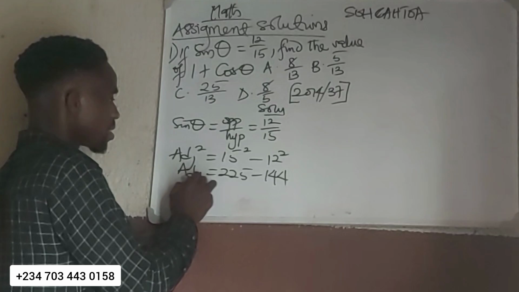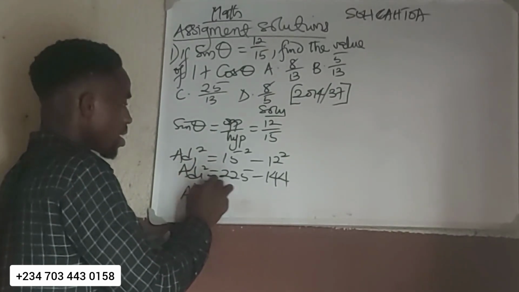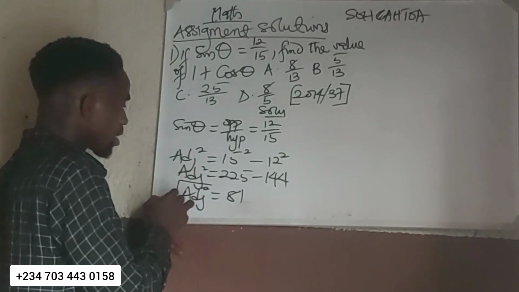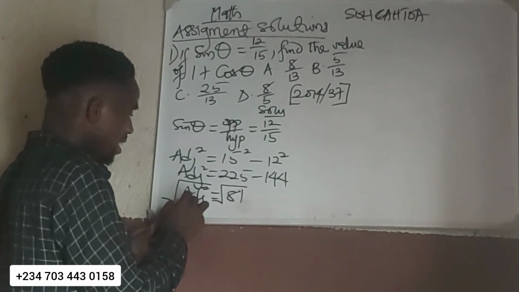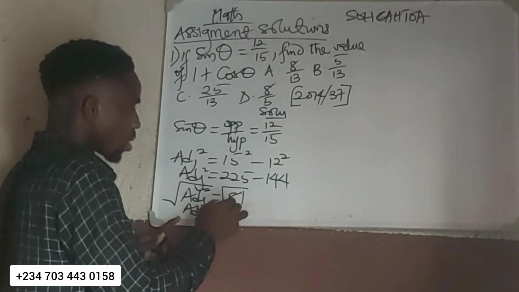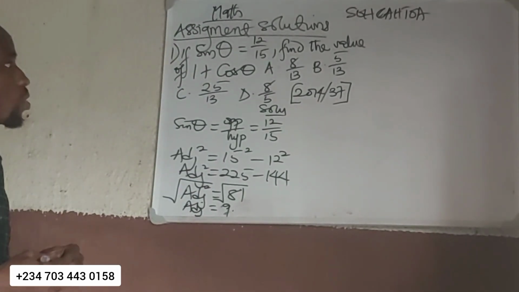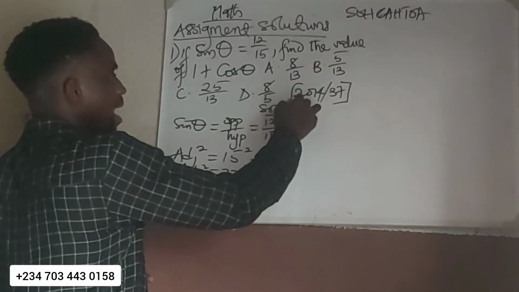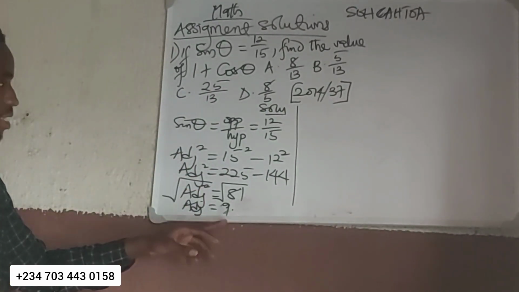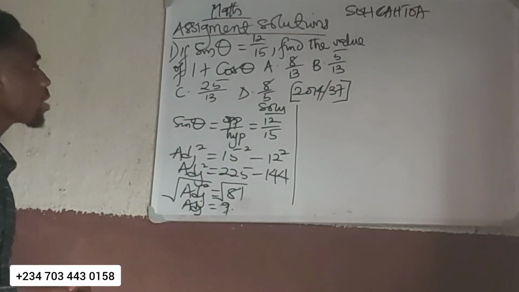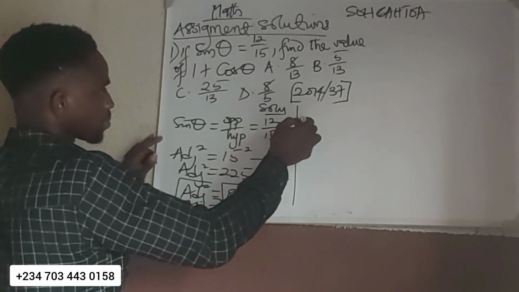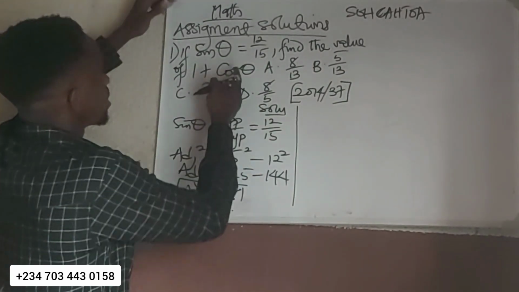So that's adjacent squared. This difference gives you 81, and then you take the root of both sides to have the adjacent. So root of 81 is 9, right? So your adjacent is 9 cm. So once you have this, you go ahead and get the next value. Of course, this is equal to Pythagoras. Okay, so the next value we solve is to get our cos theta.